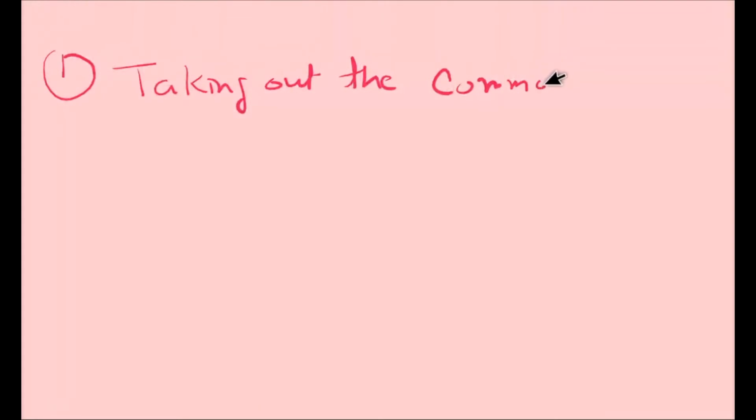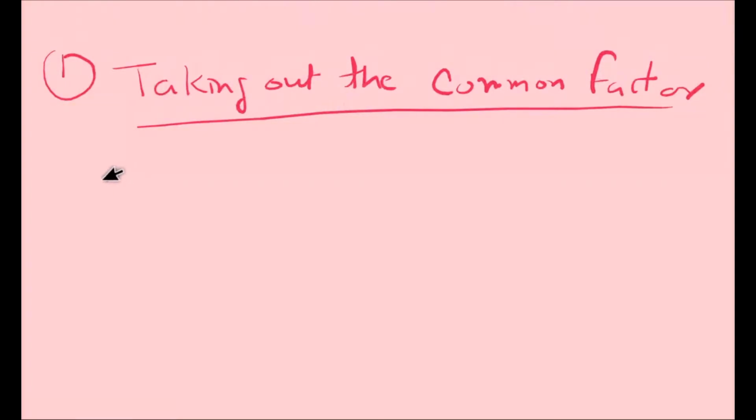Method number 1: we will use taking out the common factor. As we use more methods, we will use taking out the common factors in all the steps. For example, x cube plus 2x square plus x.